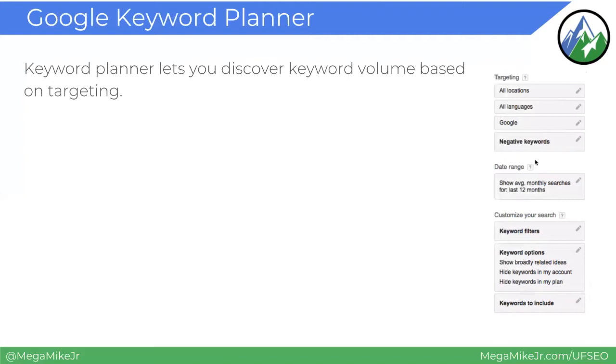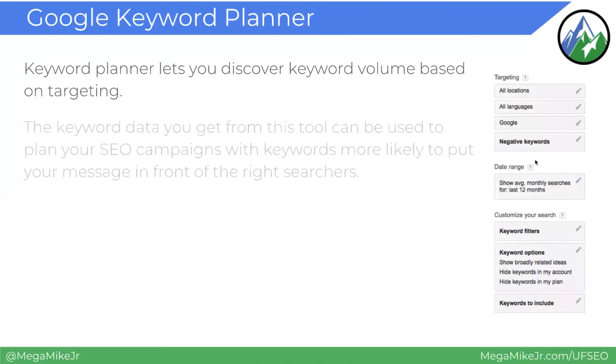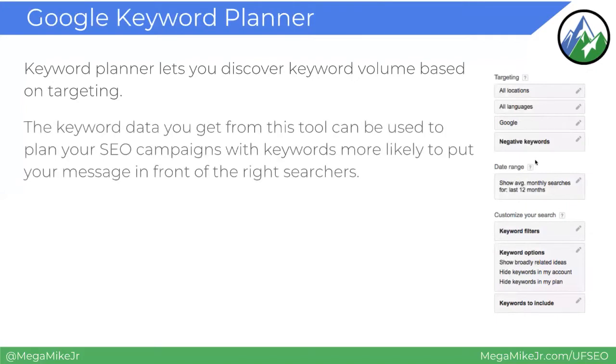So again, this is the research phase. You've identified and defined your audience, you know what your goals are, and now it's time to find out what people are actually searching for within that demographic. So the keyword data you get from this tool can be used to plan your SEO campaigns with keywords more likely to put your message in front of the right searchers.